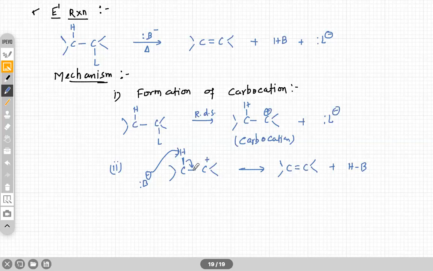So if this base attacks on the carbocation, this will be a substitution reaction. If this base takes this hydrogen, it is an elimination reaction. So for elimination reaction, we don't require a strong base. Like if you ask me the order, the SN1 substitution reaction requires a stronger base than the base required for E1 reaction. That's the relative thing here.